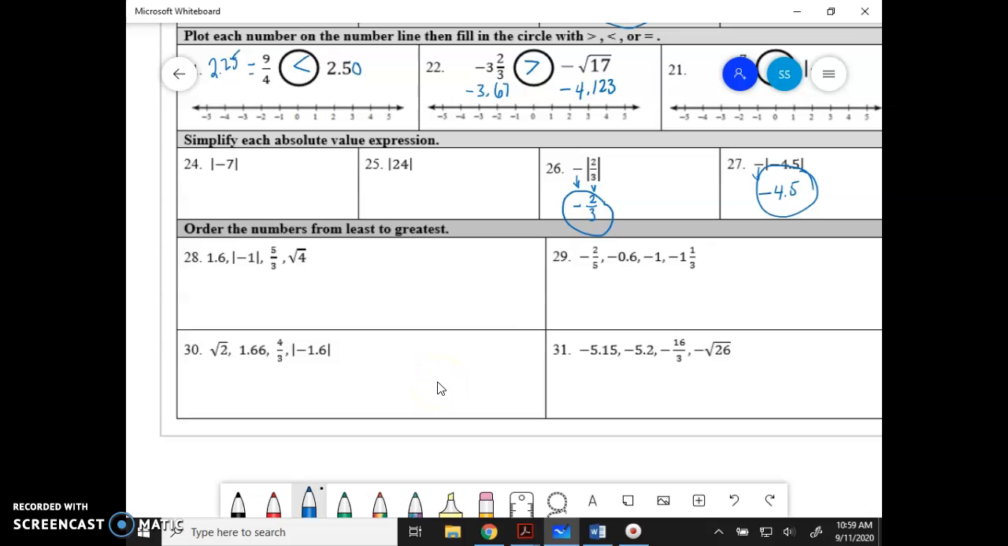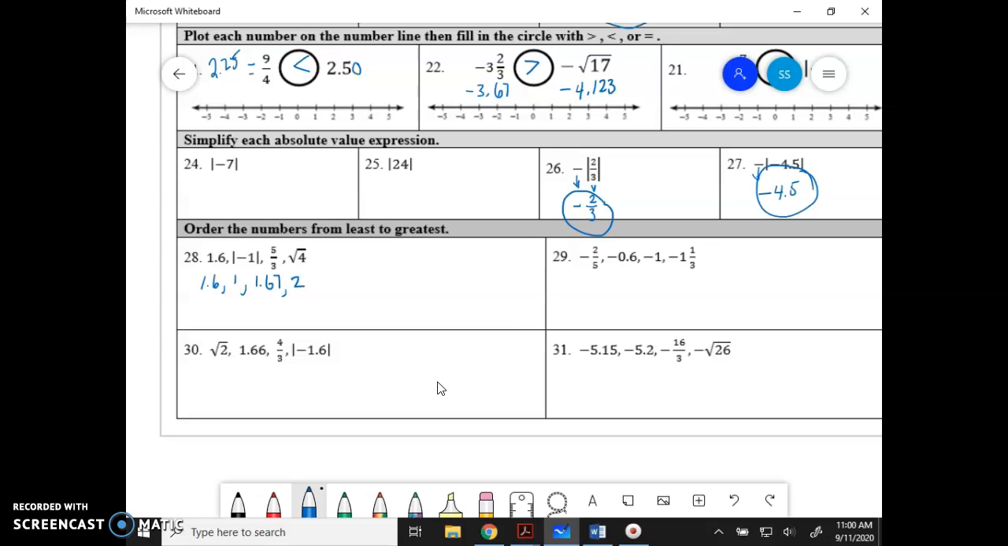All right, so the first thing we want to do is just convert these all into the same form. So it looks like the easiest thing to do would be to convert into decimals. So we got 1.6, well, that's 1.6. Absolute value of -1 is +1, it's just always positive. 5/3, we just divide 5 by 3, we can do 1.67. And the square root of 4, you could use your calculator on this, but hopefully we all know that the square root of 4 is 2.